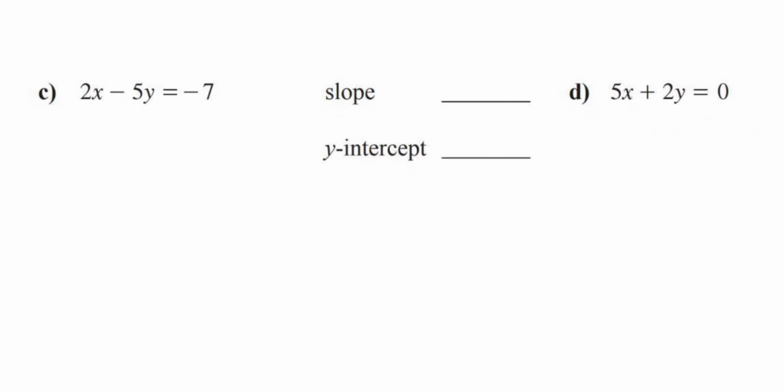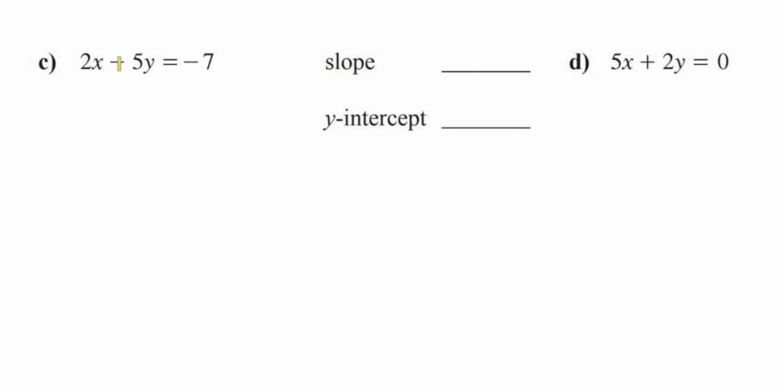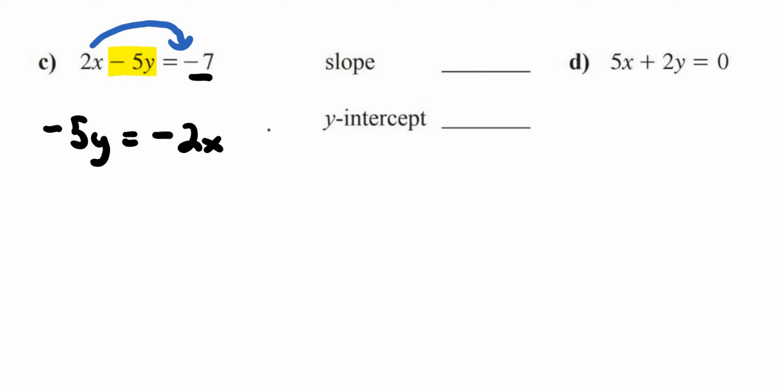All right, let's move on to the next set of questions here. So same kind of exercise here. Let's go ahead and isolate for the y term here. So let's move the 2x to the right-hand side. So I have negative 5y equals negative 2x, and then this minus 7 remains as minus 7. And then I can divide both sides by negative 5.